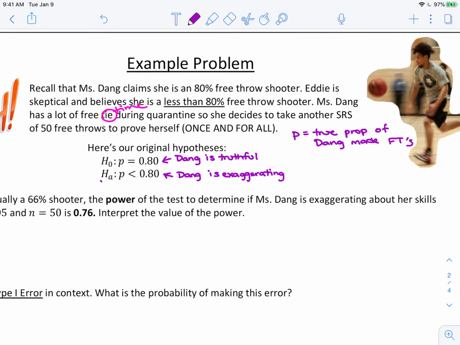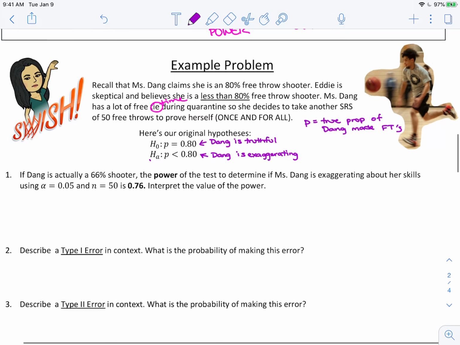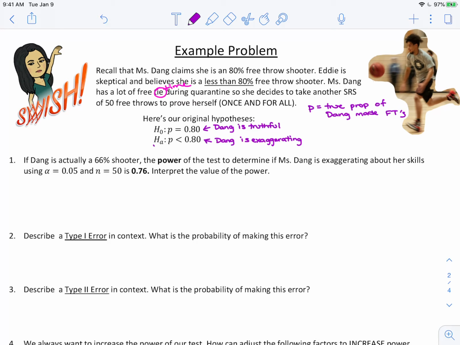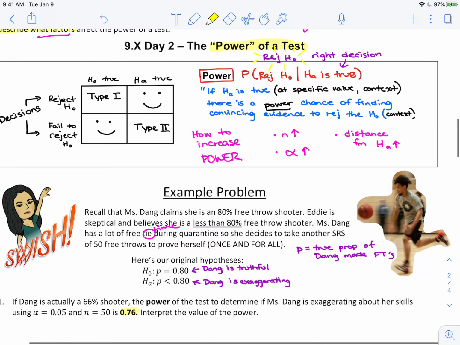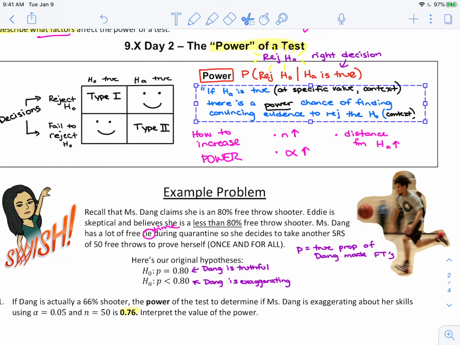Okay. Unfortunately, I took away a lot of the fun and I calculated the power of the test for you, which is actually quite common. You'll see it on the AP exam, they already give you the power. If they do, then just interpret it. That's number one. So if Dang is actually a 66% shooter, the power of the test to determine if I'm exaggerating using alpha equals 5% and sample size of 50 is 0.76. Interpret the value of the power. Okay, let's do this. I'm going to copy this.